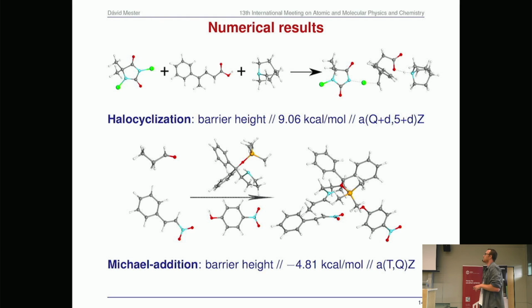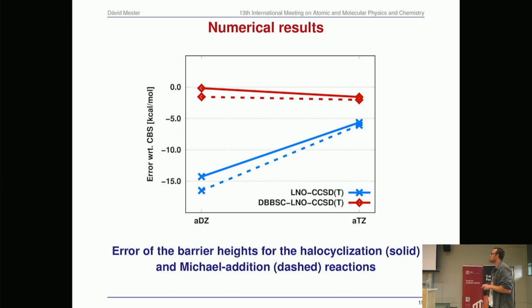We calculated barrier heights for two kinds of difficult reactions. One of them was a halocyclization, and the other one was a Michael addition. And these values were compared to good quality CBS references. And as we can see, using double zeta basis sets with the corrections, the error dropped nearly to 0, while significant improvements can be realized for the triple zeta basis sets too.